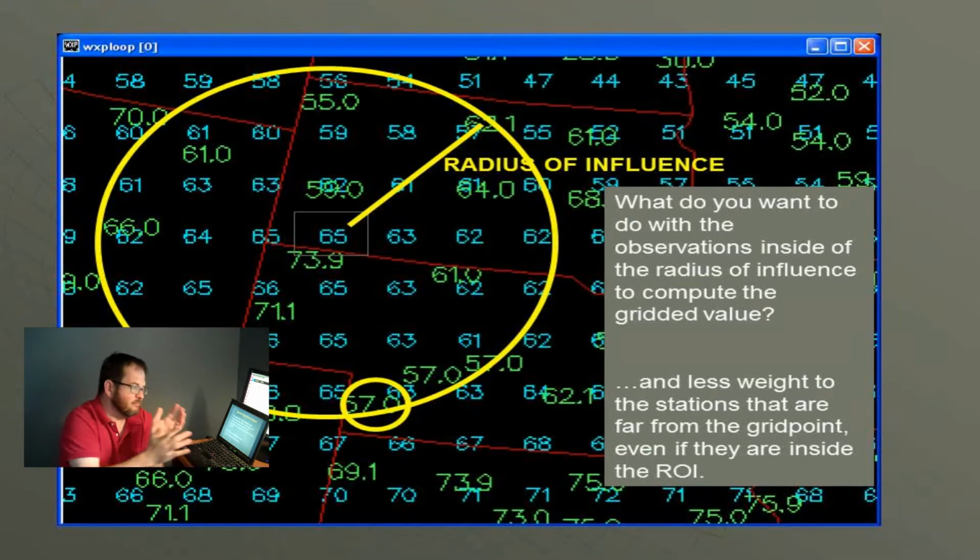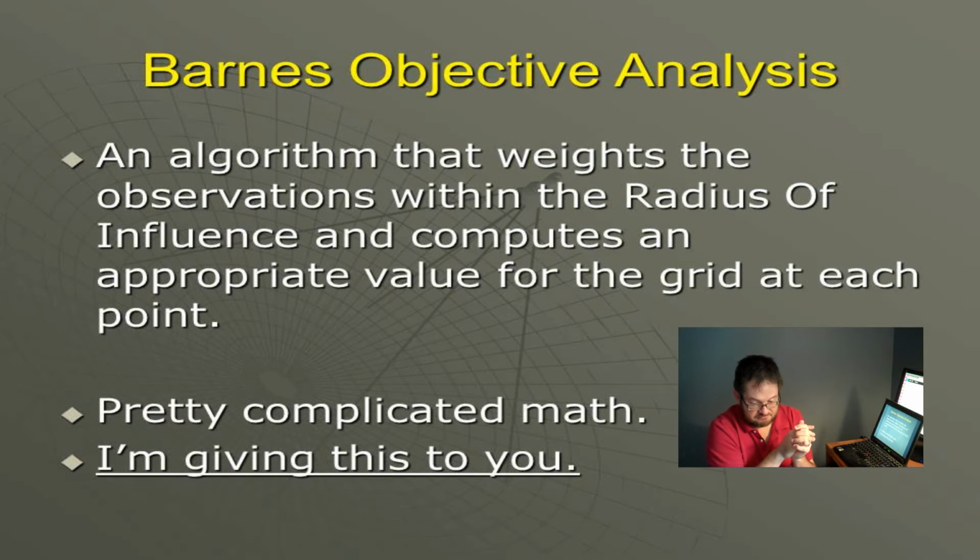And that's a thing. Now, in practice, one of the standard ways to do that is this so-called Barnes objective analysis. It's an algorithm that computes weights for every value inside of the radius of influence depending on their distance from the grid point, and then computes an appropriate weighted average, so that stations very close to our grid point get more weight, and the stations that are farther away get less weight. And it can be proven that this is a very optimal way for certain kinds of objective analysis techniques. The math behind it is, I said on the slide here, pretty complicated. I'm not sure pretty complicated is the right way to put it.